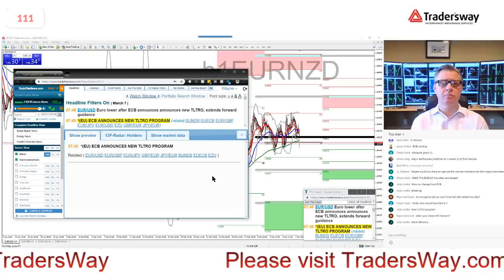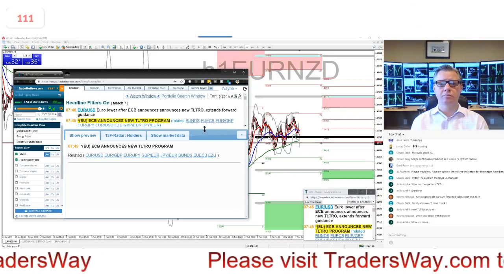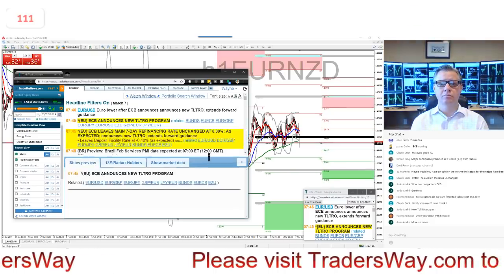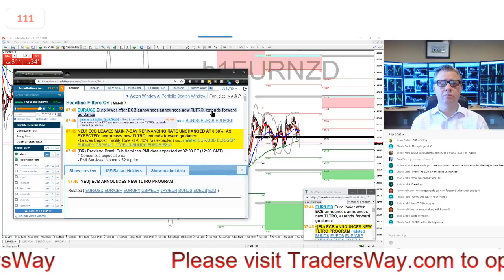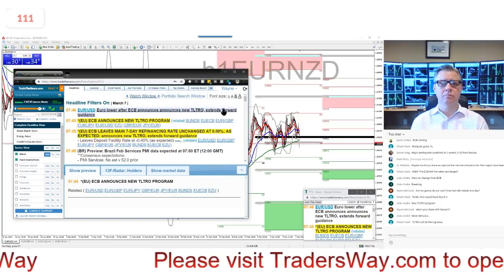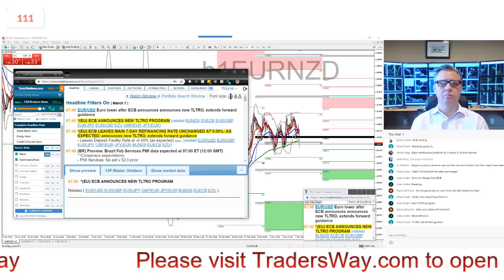The euro is taking a leg lower here on the TLTRO announcement, 112.85, down 21 pips in the euro. Broker shares are trading lower, down about 8.5% after their fourth quarter report.